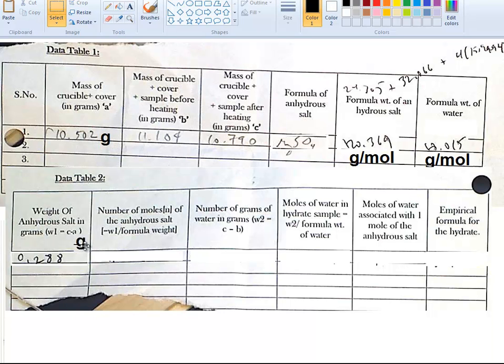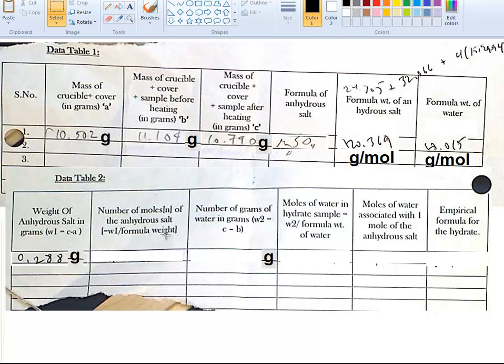That's grams. That's grams. That's grams. That's grams. And this is going to be not grams. This is going to be grams. Okay. So, what about this one?